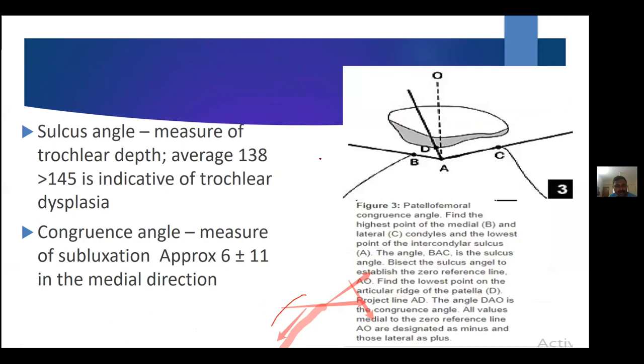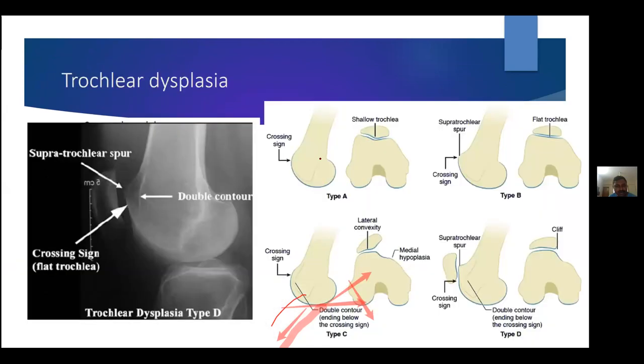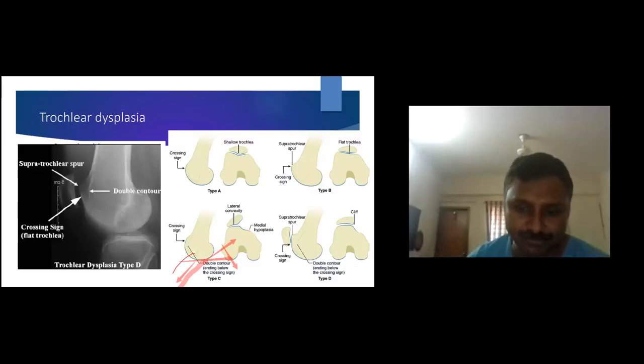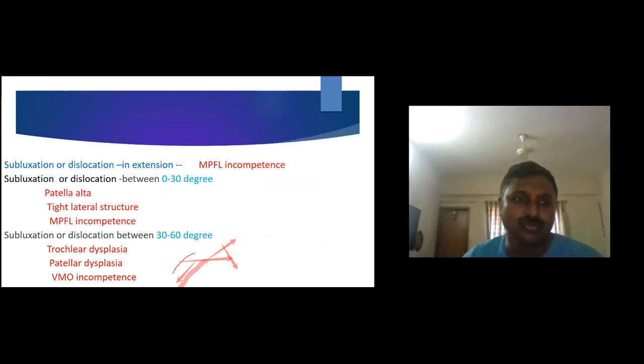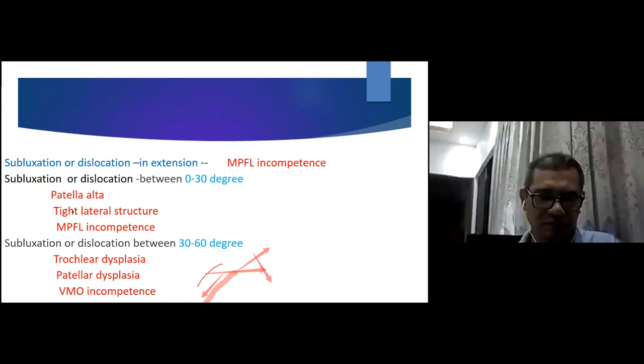So come to the trochlear dysplasia, one of the important determinants for patellar instability. Dejour described four types of trochlear dysplasia, type A, B, C and D. In B and D there is a supratrochlear spur, needing trochleoplasty. The dislocation or subluxation in extension, you think about MPFL incompetence. If subluxation or dislocation is between 0 to 30 degrees, there might be patella alta, lateral structures, MPFL incompetence. If it is 30 to 60 degrees, trochlear dysplasia, patellar dysplasia, and vastus medialis incompetence.